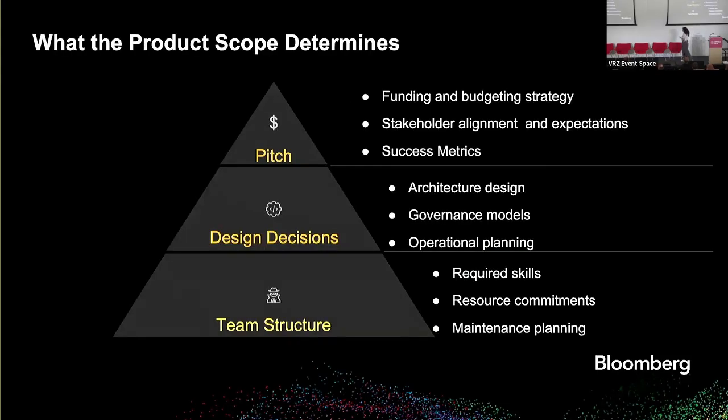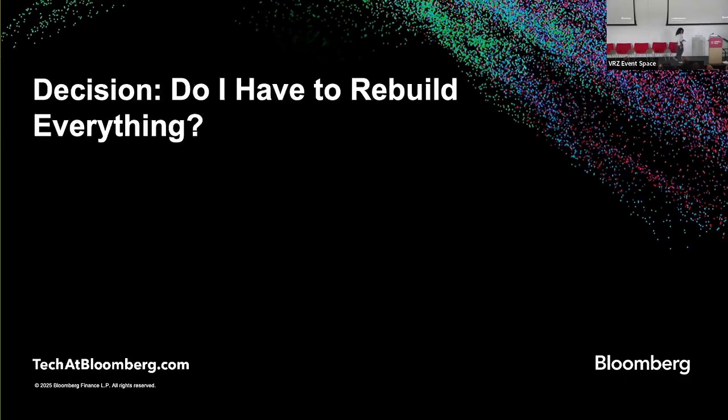Because knowing that would help you define a few things, right? The pitch you're going to make based on the scope of that product is going to be different, because your funding and strategy will be different. Your stakeholder alignment expectations, the metrics that you will set for your success, it's all going to be different. The architecture design you pick, right? The governance model, the operational planning, all will rely on what you're actually defining as the scope of your product. And also the people and team that you're building, the required skills that need to be there. They're all commitments, and maintenance planning is all part of the scope definition. Okay.